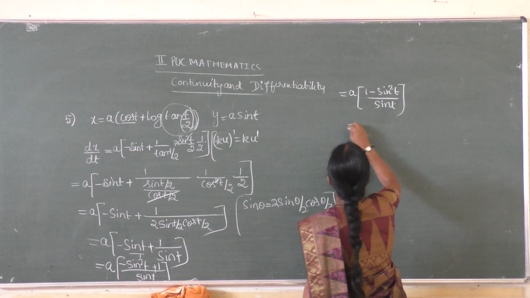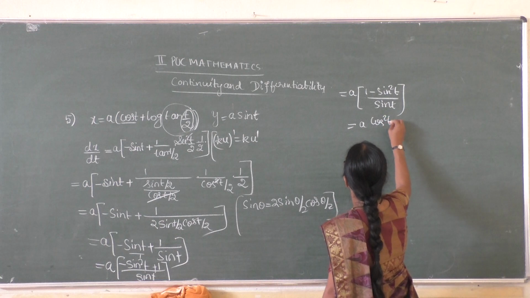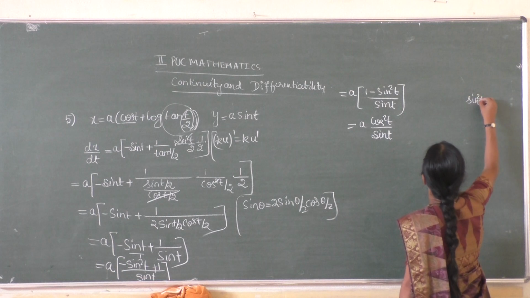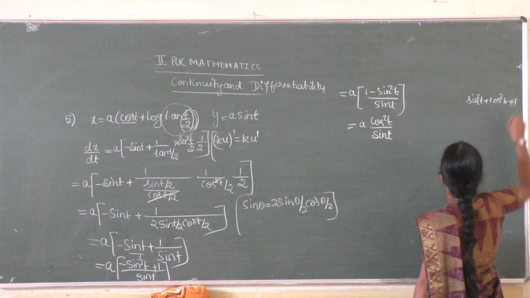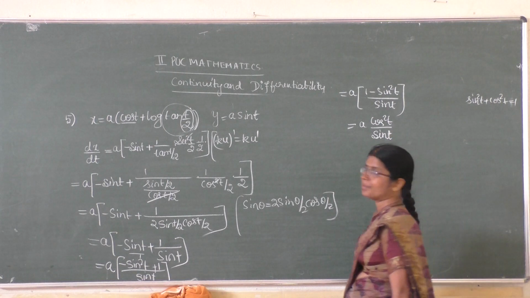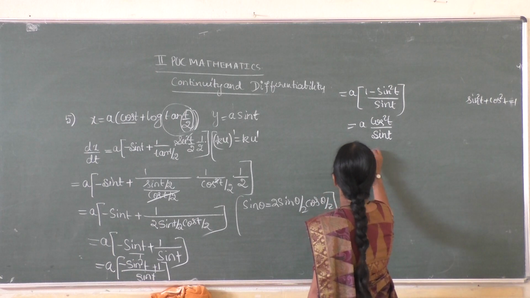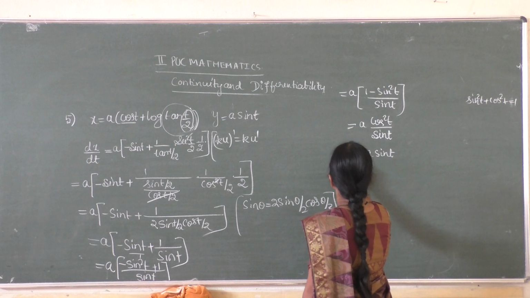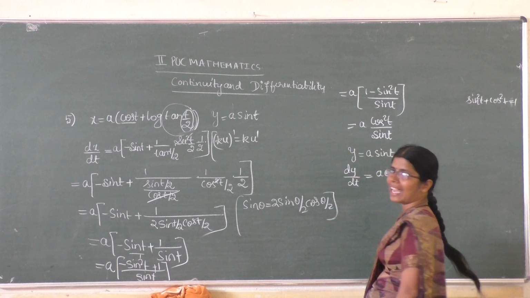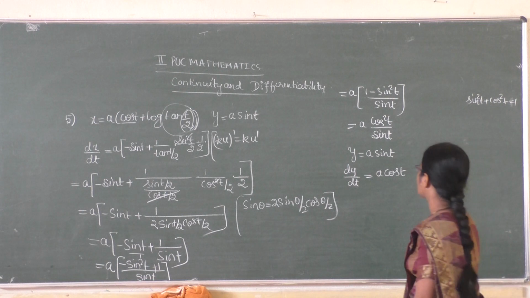So fundamental relation 1 minus sin square t, that is cos square t. Okay, 1 minus sin square t is cos square t, because you know that sin square t plus cos square t equal to 1. So a into cos square t by sin t, we keep as it is. Then we have y equal to a sin t. So what do you have? dy by dt is equal to a into cos t. Okay, direct. A constant, keep as it is. Derivative of sin t is cos t.